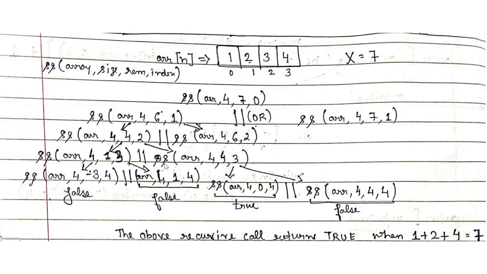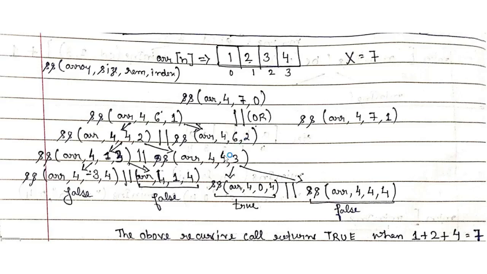Now coming on to this branch, SS array 4, 4, 3, what does this mean? This says that, look, I am at index 3, just tell me from this starting index 3 to the end of the array, can I make 4 or not? Again, in the first branch I would be including the element present in index 3. In the second branch I would be excluding the element present in index 3. If I include the element present in index 3, I just subtract it from the leftover sum.